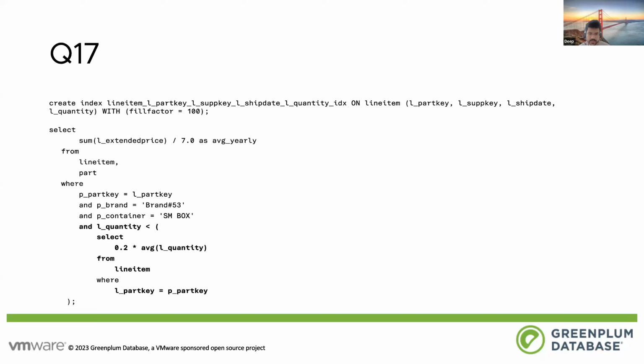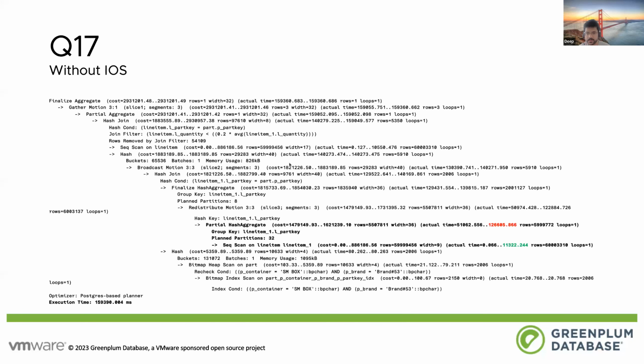Let's look at another query, Query 17, right? And in Query 17, this is the part of the query that we're trying to optimize. Again, we have another composite index on these columns specifically. And let's see what it looks like. So without an index-only scan, notice that we have a partial HashAggregate and underneath a sequential scan on lineitem to answer this. The partial HashAggregate takes around 126 seconds, and the sequential scan here takes 11 seconds.